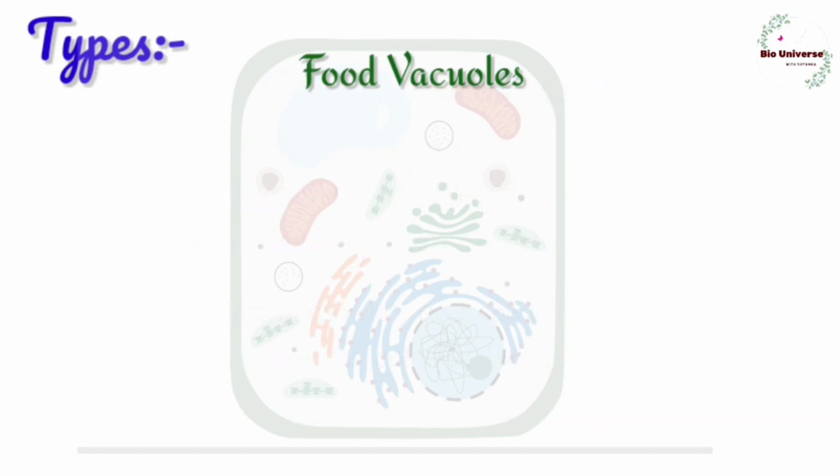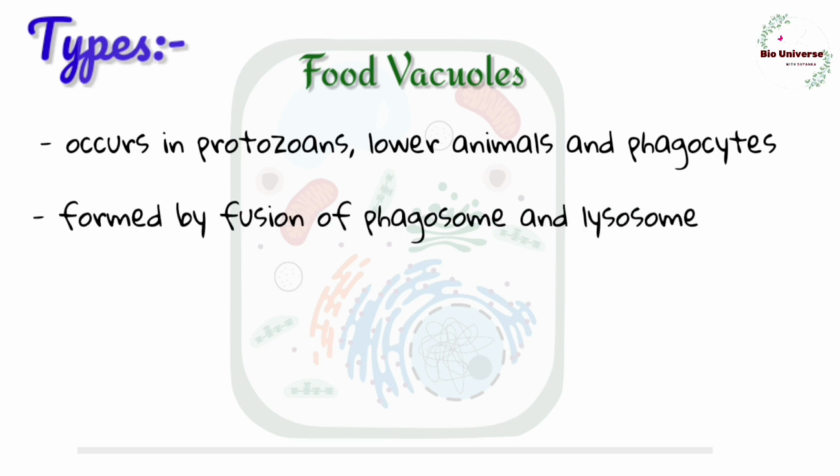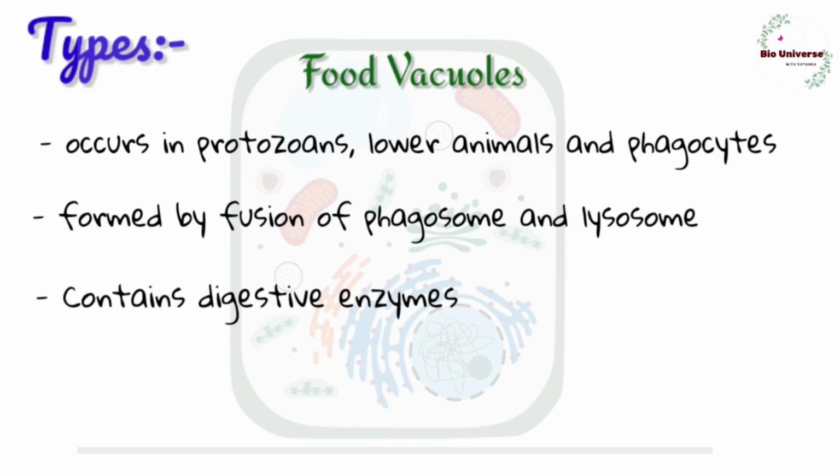Food vacuoles. They occur in the cells of protozoa, protista, several lower animals, and phagocytes of higher animals. A food vacuole is formed by the fusion of a phagosome and a lysosome. The food vacuole contains digestive enzymes with the help of which nutrients are digested. The digested materials pass out into the surrounding cytoplasm.